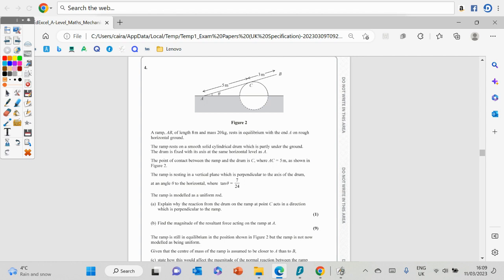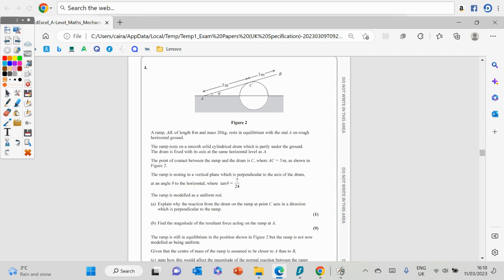So we've got a ramp AB of length 8 meters and mass 20 kilograms, resting in equilibrium with the end A on rough horizontal ground. The ramp rests on a smooth, solid, cylindrical drum, which is partly under the ground. The drum is fixed with its axis at the same horizontal level as A. The point of contact between the ramp and the drum is C, where AC is 5 meters, as shown in figure 2. The ramp is resting in a vertical plane, which is perpendicular to the axis of the drum, at an angle theta to the horizontal, where tan theta is 7 over 24. The ramp is modelled as a uniform rod.